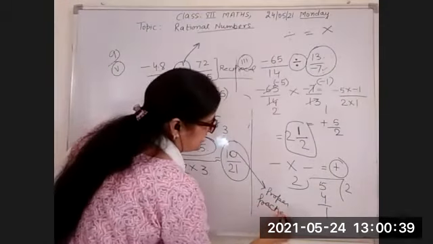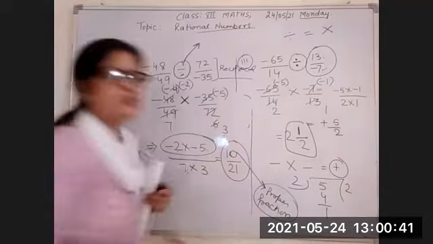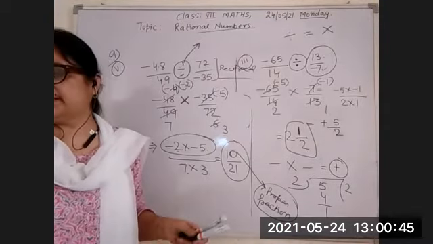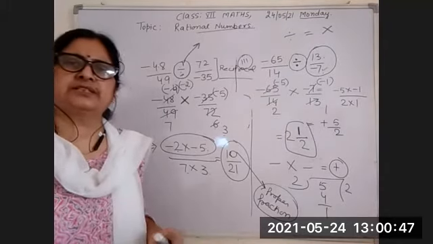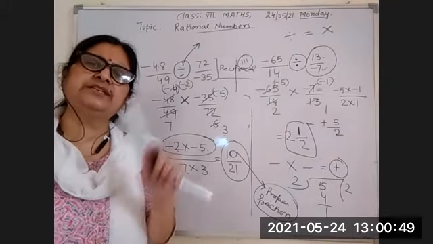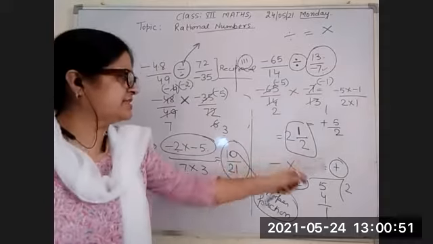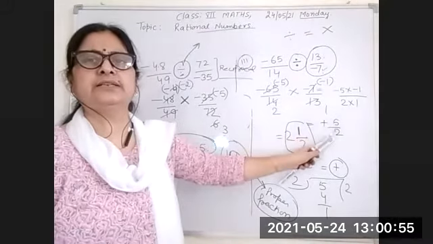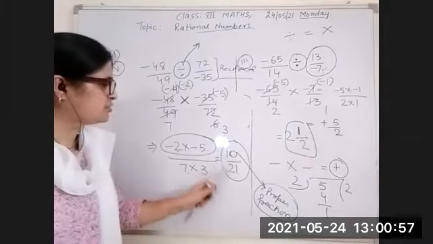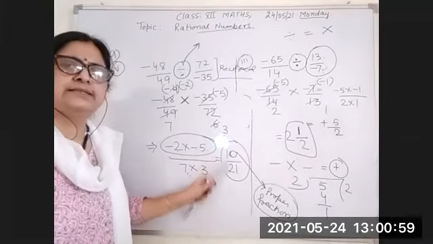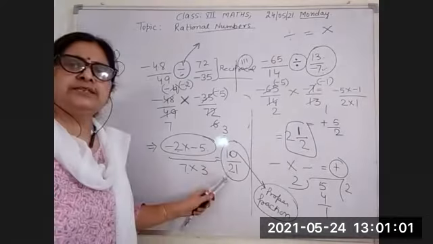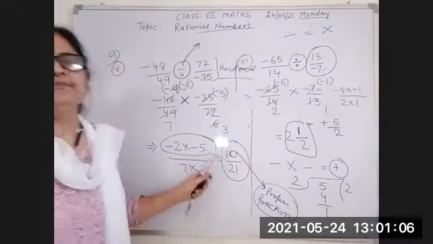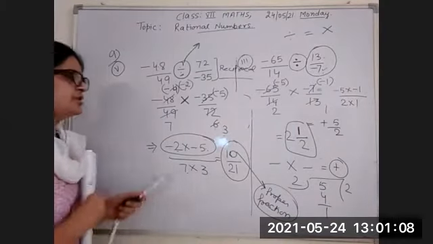You cannot change the proper fraction into the mixed fraction. Improper fraction can be changed into the mixed fraction, but this is not an improper fraction. Here the numerator is greater than its denominator in an improper fraction. But in this question, your numerator is less than its denominator. So it is the proper fraction. You cannot change it into the mixed fraction. This is the answer, 10 upon 21.